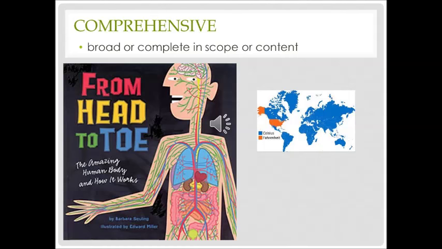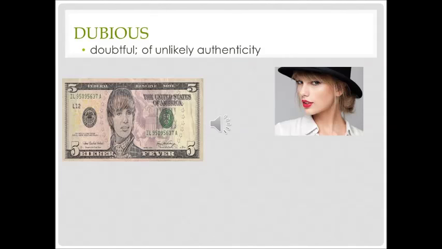Dubious is an adjective. It means doubtful, of unlikely authenticity. So if somebody tried to pay you for something with a $5 Justin Bieber dollar bill, it's probably going to be dubious. Or if somebody tells you a story that they hung out with Taylor Swift all weekend, that's probably a dubious story. Dubious and doubtful both start with D's, so it's easier to remember that way.